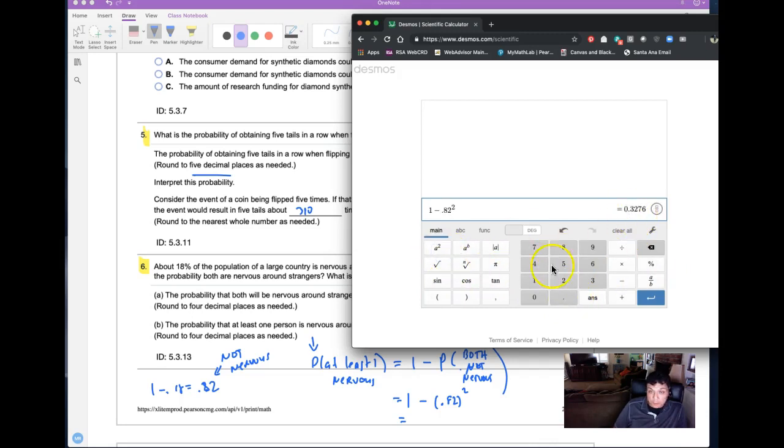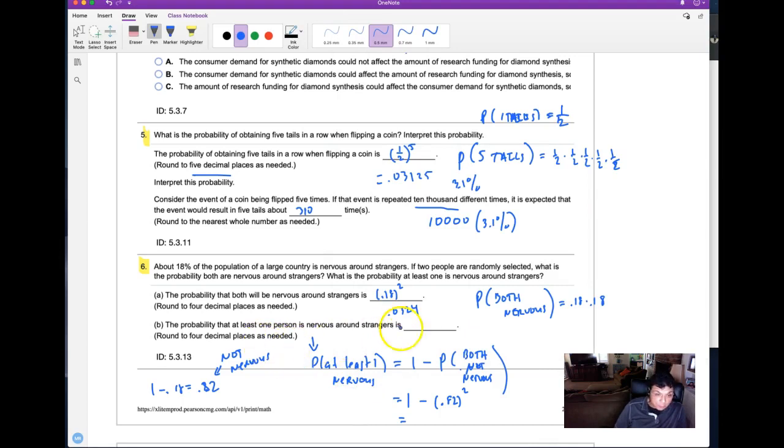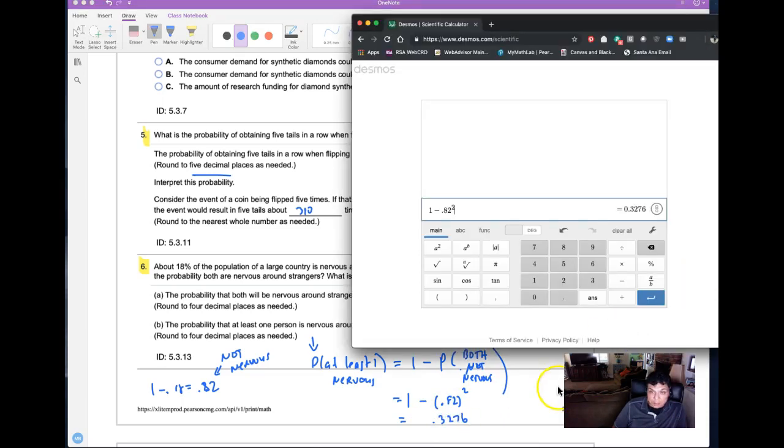And so you get 0.3276, four decimal places. 0.3276, if I got that right. There it is.